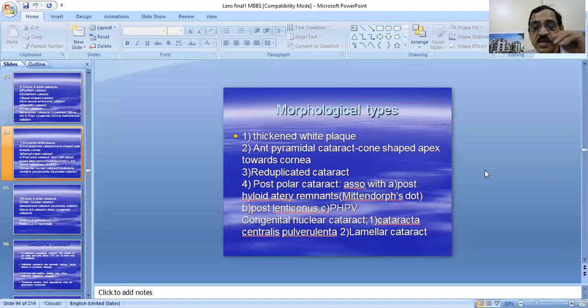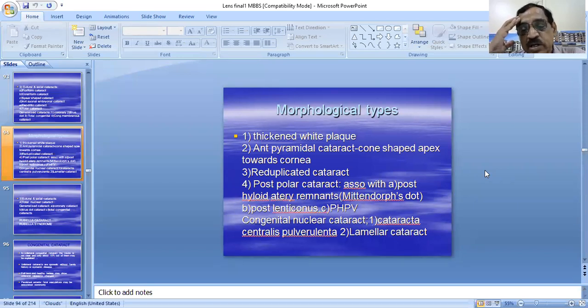So the morphological types: in case of anterior capsular cataract, it can be a thickened white plaque in the center of the anterior capsule. Usually it is insignificant and the vision is not impaired. Anterior pyramidal cataract is a cone-shaped cataract and projects towards the cornea. This also will not interfere much with the vision, and the patients are unaware of the opacities unless they are examined. In routine examination, we see there is an anterior pyramidal cataract. Sometimes it progresses and gives rise to some disturbance in the vision also.